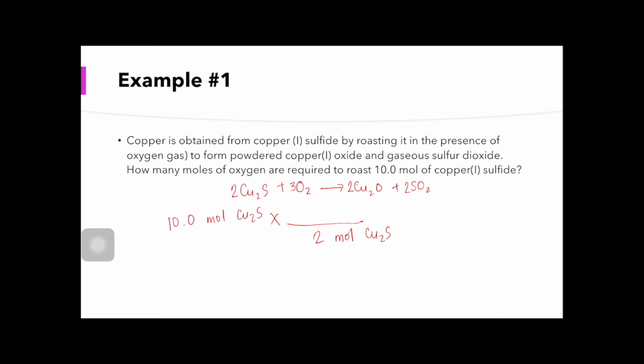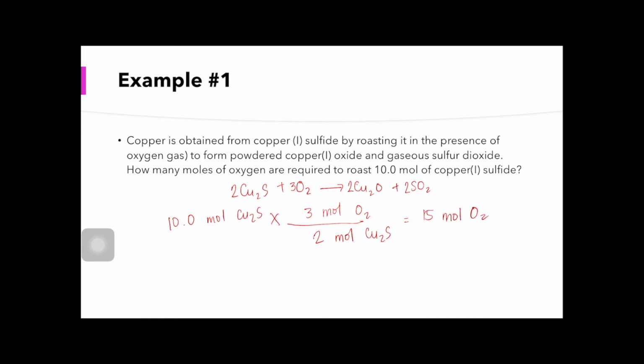And then the needed unit would be moles of oxygen gas. If we look at the balanced equation, we can see that there are 3 moles of oxygen reacting for every 2 moles of copper sulfide. After that, since we have already identified the conversion factor using the coefficients in the balanced equation, we perform the necessary calculation. That would be 10 moles multiplied by 3 moles over 2 moles, and we will arrive at the answer 15 moles of oxygen.